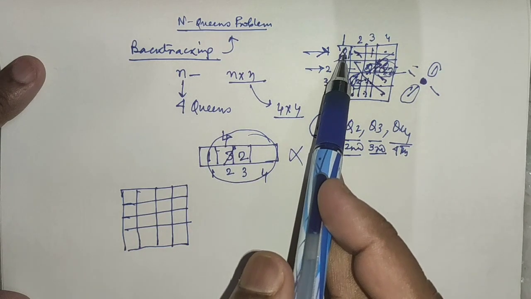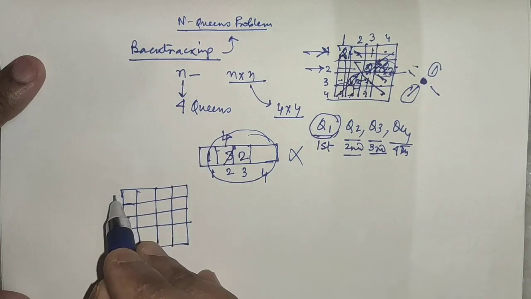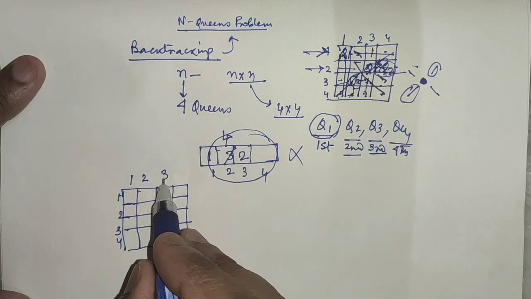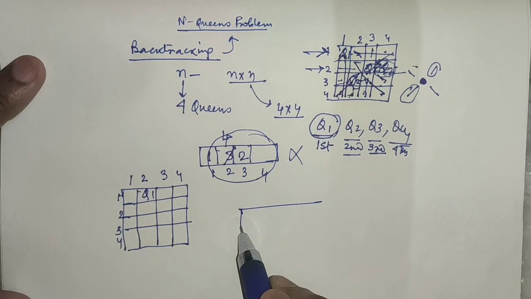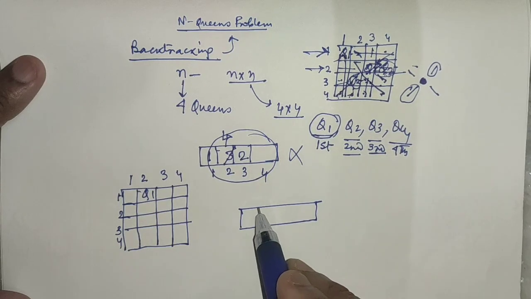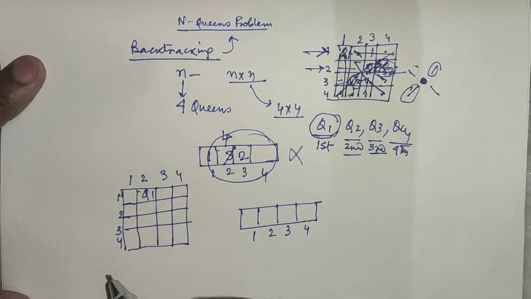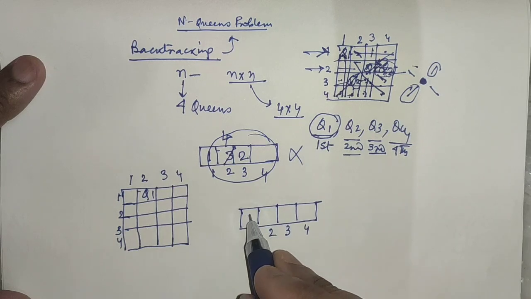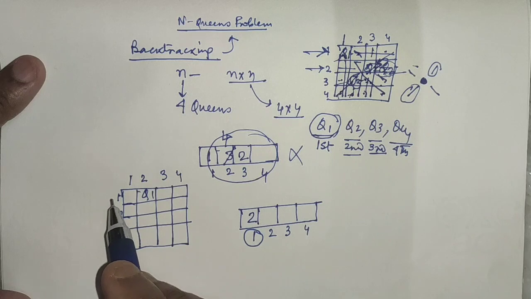So now queen 1 is shifted from column 1 to column 2 under the first row. So first row, second, third, fourth. Queen 1 is now here. Now construct the solution vector. Queen 1 is at row 1 but column 2, so put the column number here. This indicates queen 1, and this indicates row 1 also, because I told you each queen has its own row.